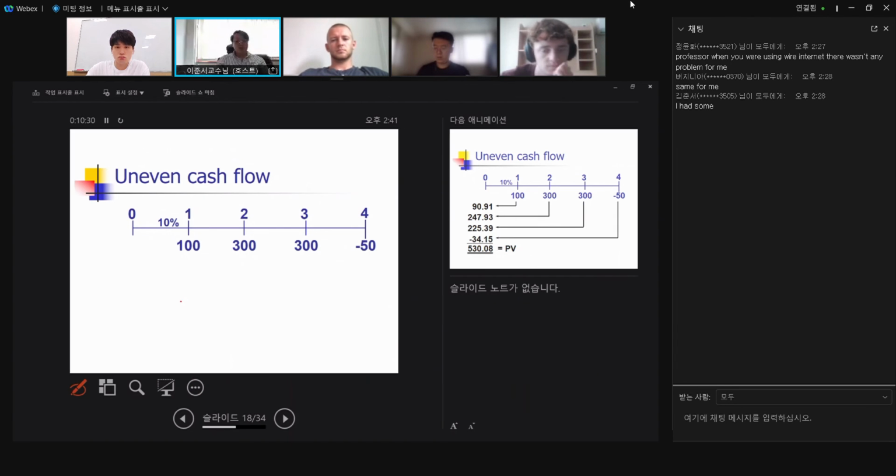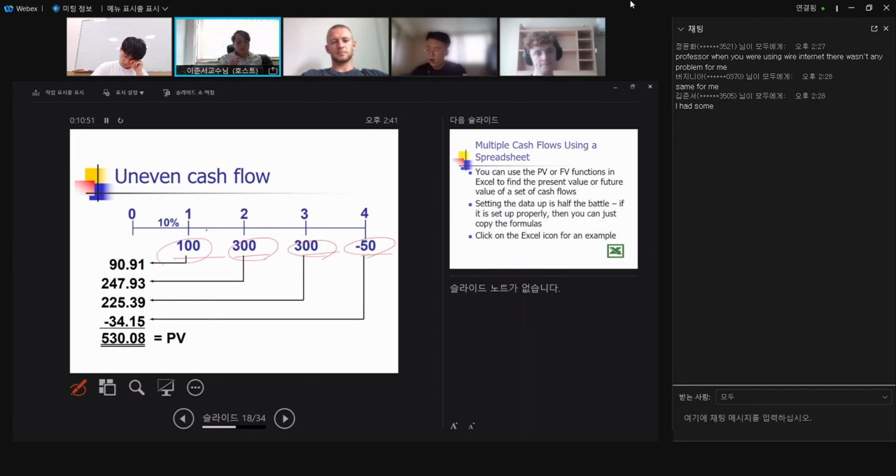So far, we assume that we receive the same amount in every period, right? 100, 100, 100, 10, 10, 10, 20, 20, 20. But in real life, we will receive different amounts of cash flow, right? $100, $300, negative $50. Then we cannot but calculate one by one, right?